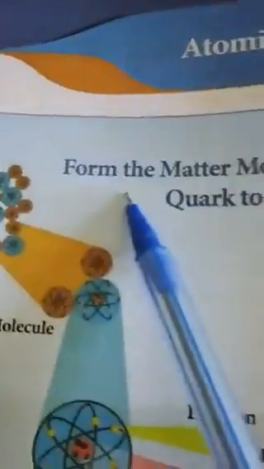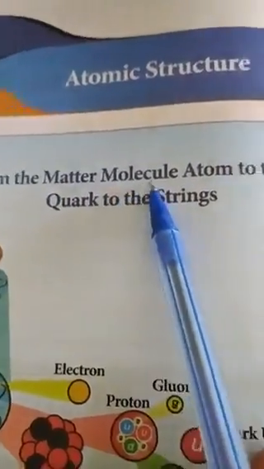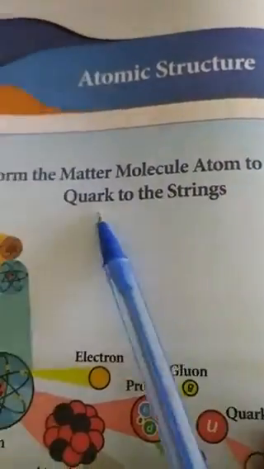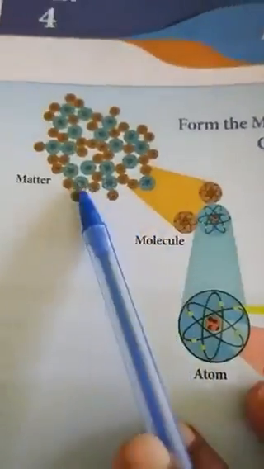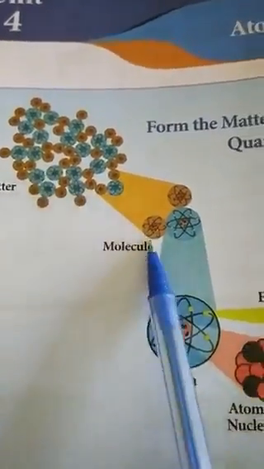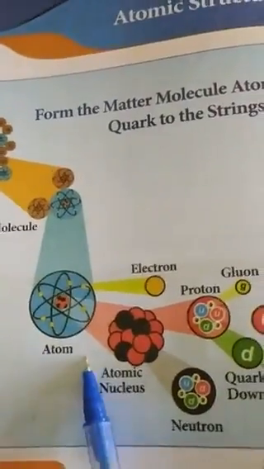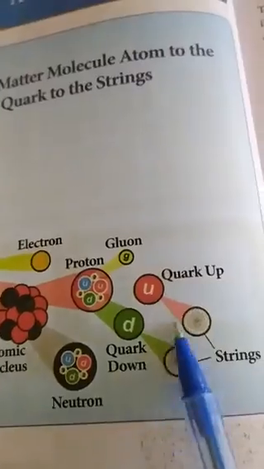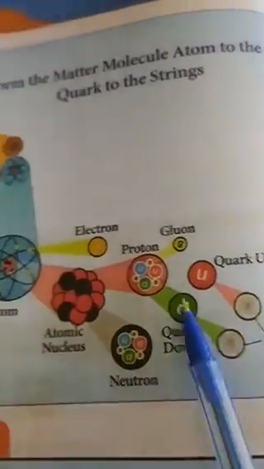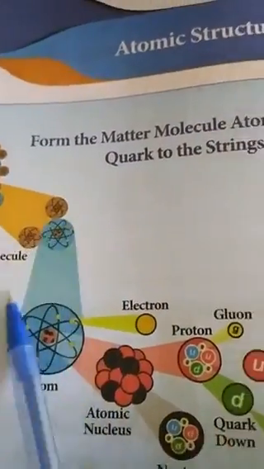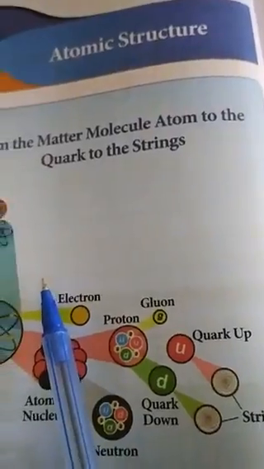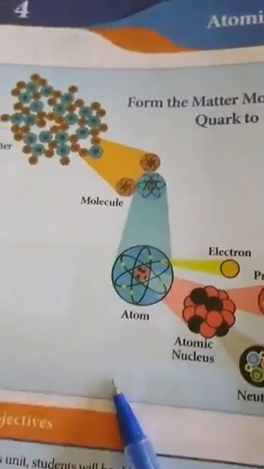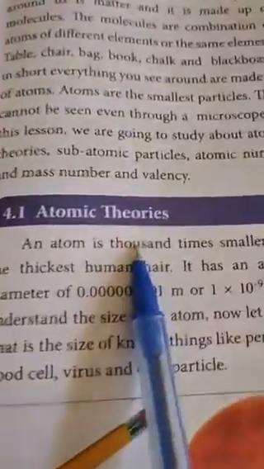See the picture? From the matter, molecule, atom to the quark to the strings. See, this is matter made up of molecules, then atoms. Then electrons, protons, neutrons, quark down, quark up, strings, etc. This is the form of matter: molecule, atom, to the quark, to the strings. Okay. And then atomic theories.